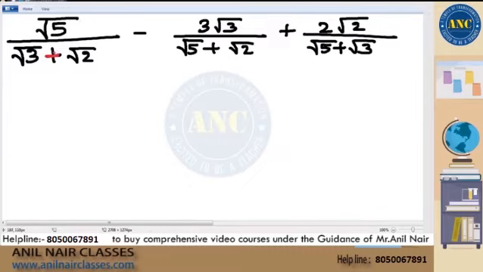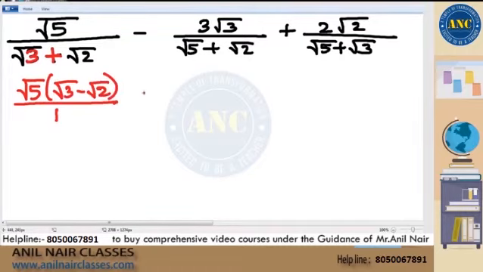I should multiply and divide by root 3 minus root 2. If I multiply and divide by root 3 minus root 2, root 3 plus root 2 into root 3 minus root 2, I am explaining for one of the denominators. A square minus b square is root 3 whole square, which is 3, minus root 2 whole square, which is 2. 3 minus 2 is 1. So the numerator is root 5 into root 3 minus root 2.